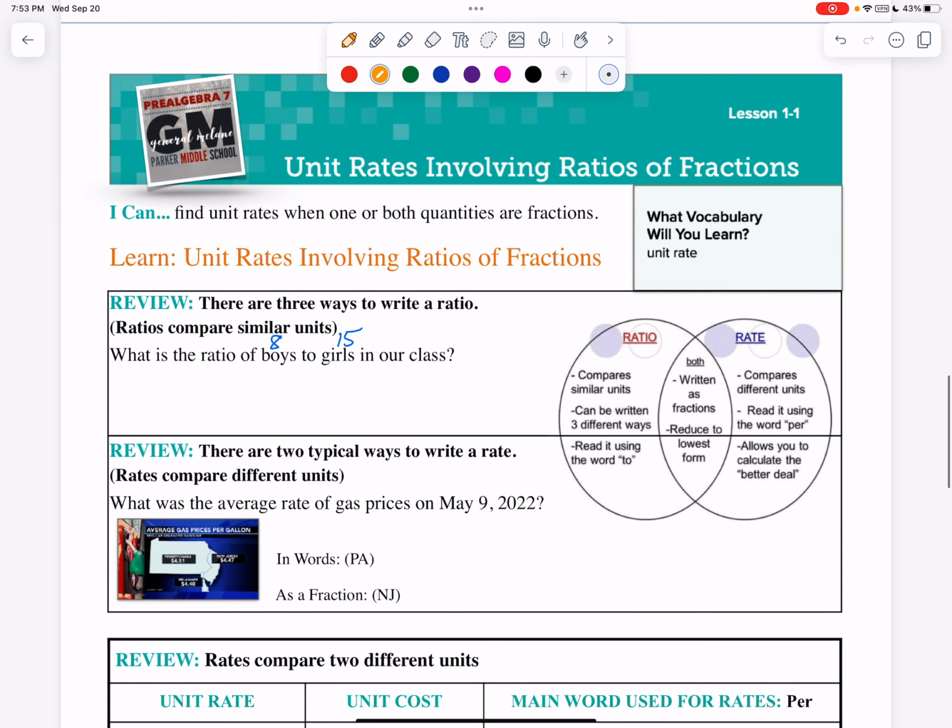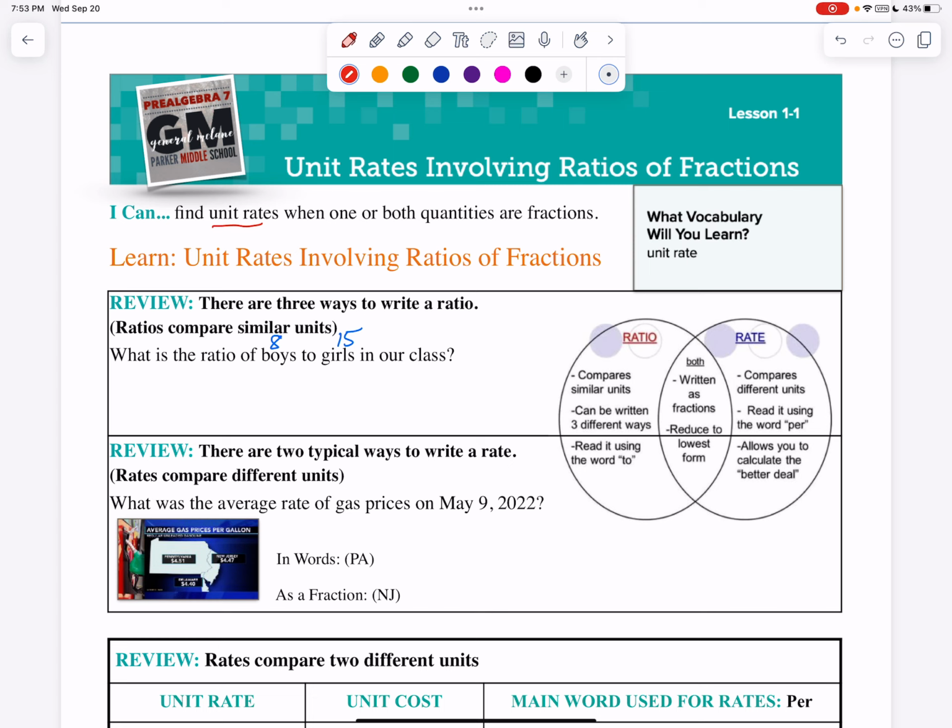And so that's just a little bit of a review. Let's go ahead down into our actual lesson today. So follow along, fill out everything exactly the way I do, so that you have accurate notes to study from later. So our I can statement today is I can find unit rates when one or both quantities are fractions. Because really, ratios are just fractions. They're a type of fraction.